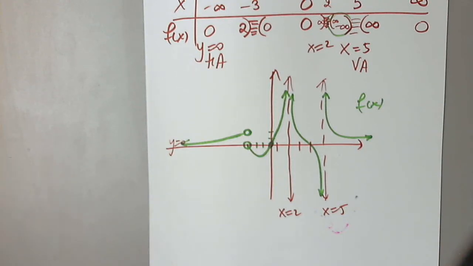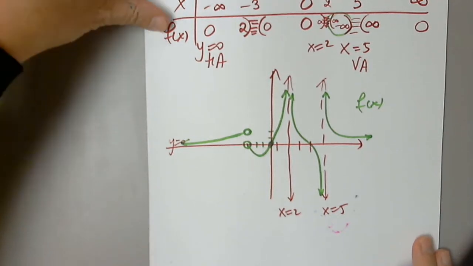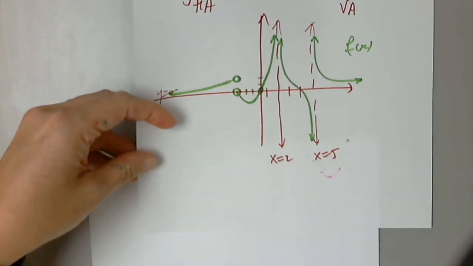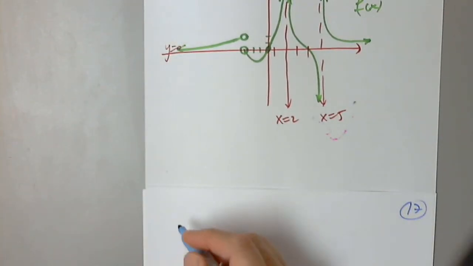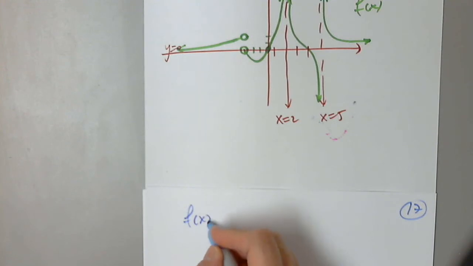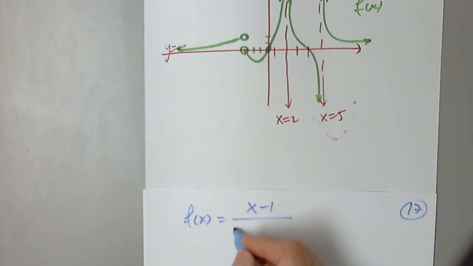Anything else? Okay, let's also look at number 9. And we have f of x, which is x minus 1 over x squared minus 3x plus 2. Any questions on the previous problem?